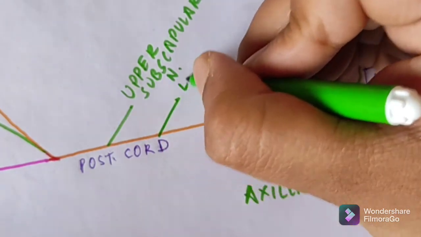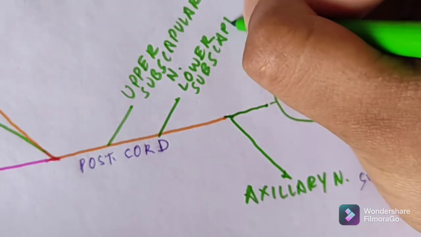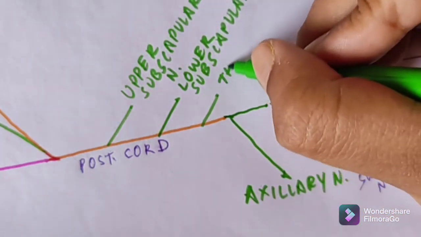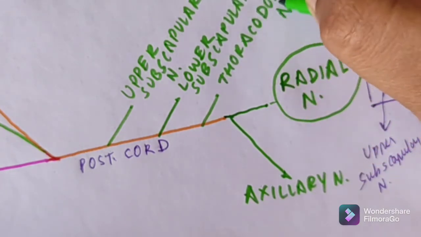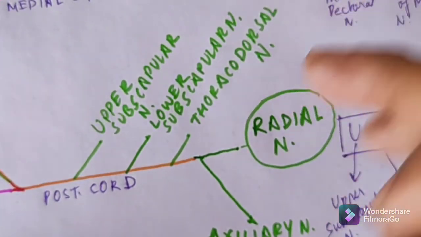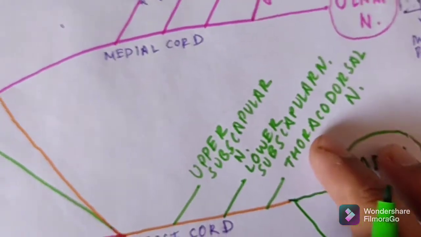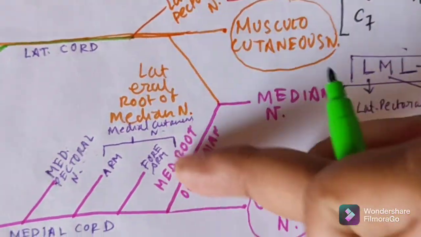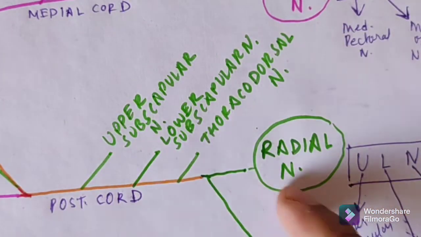A branch to the lower subscapular nerve. And a branch to the thoracodorsal nerve, which is also known as the nerve to latissimus dorsi, because it will innervate the latissimus dorsi muscle. Okay, so we are finally done with the branches of the respective cords: the lateral cord, the medial cord, and the posterior cord.